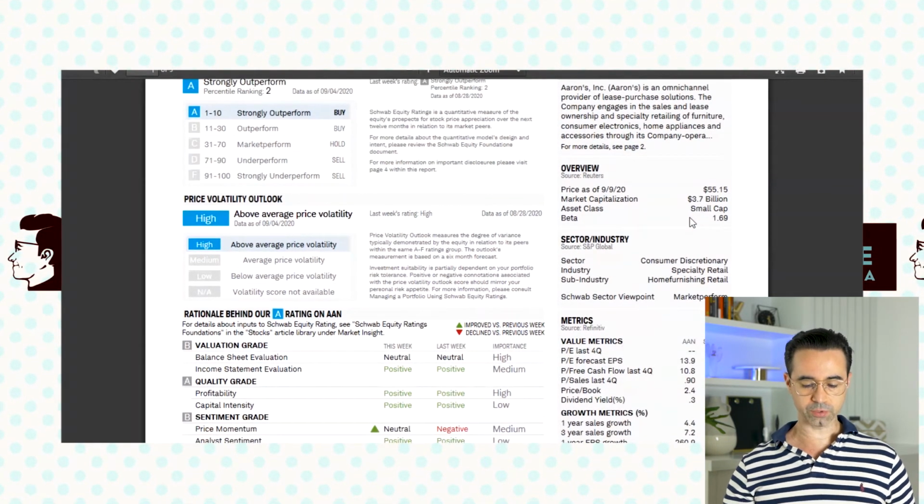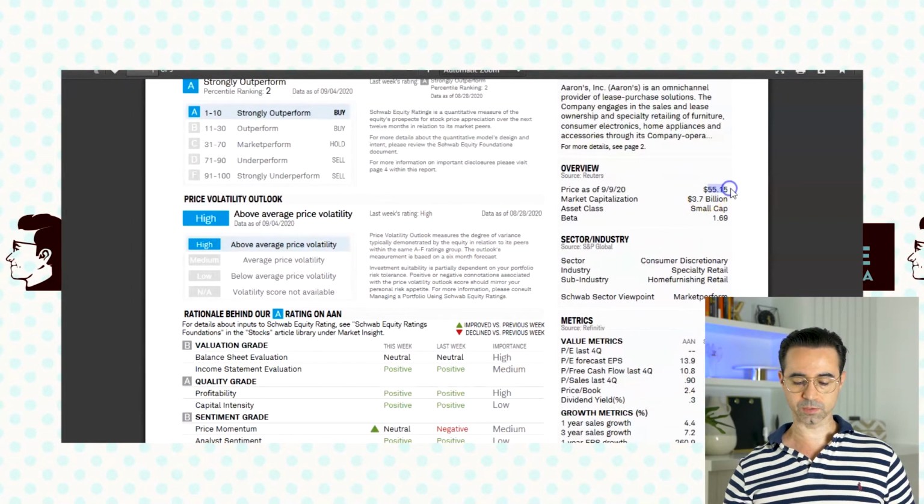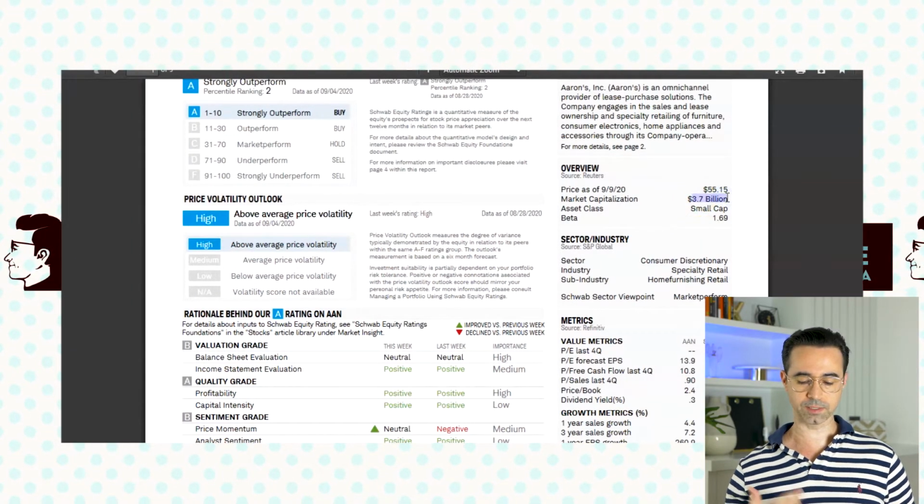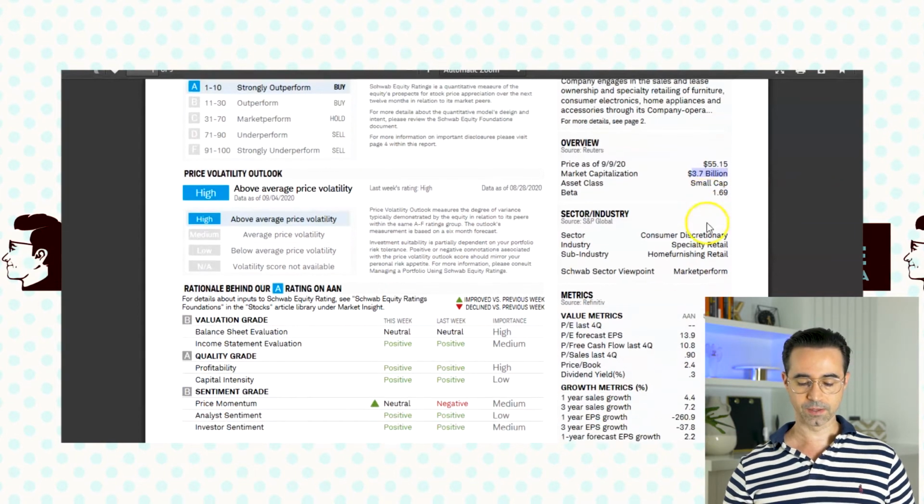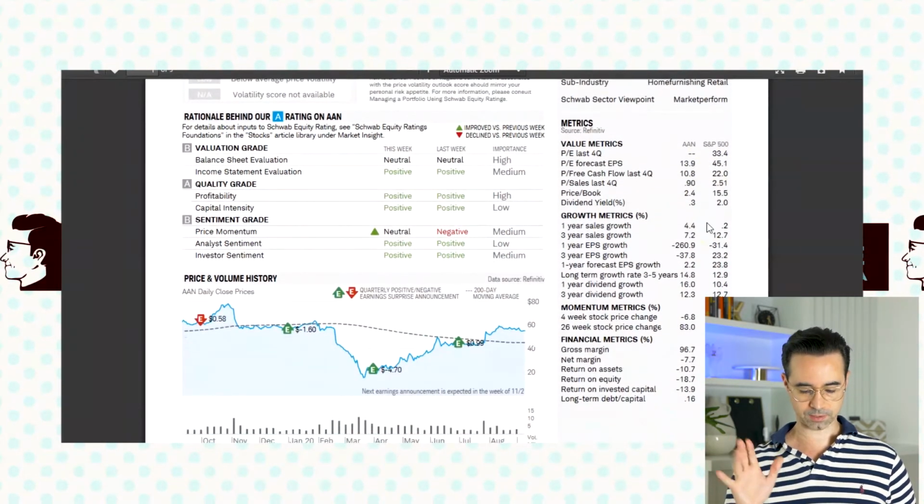You have the overview. You can go over, it shows you how big the company is, what it's trading at. So it's 3.7 million, it's small cap. We went over this stuff. The sector, the industry, the metrics, okay?